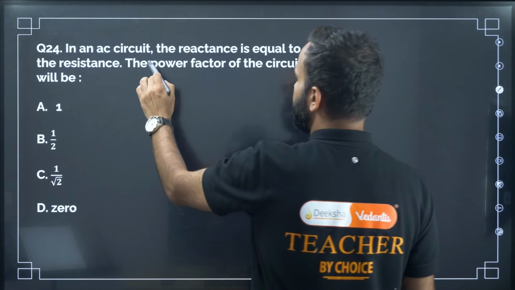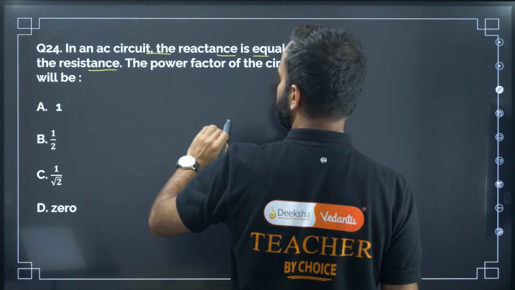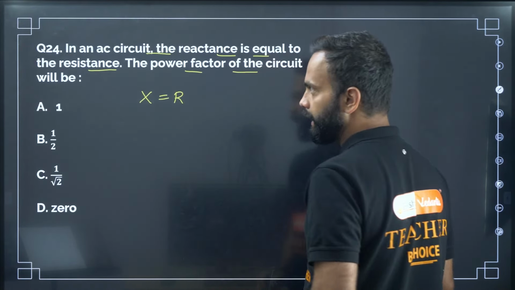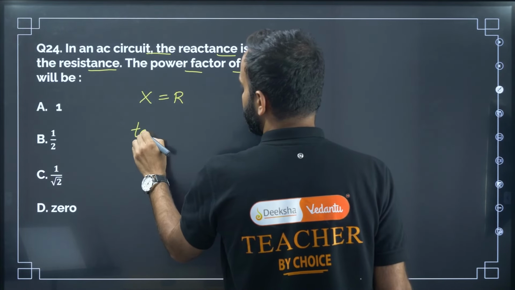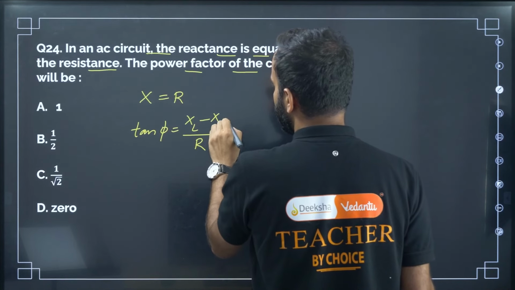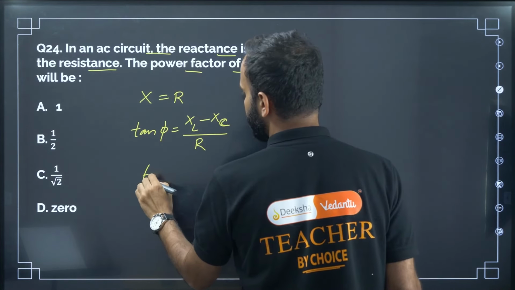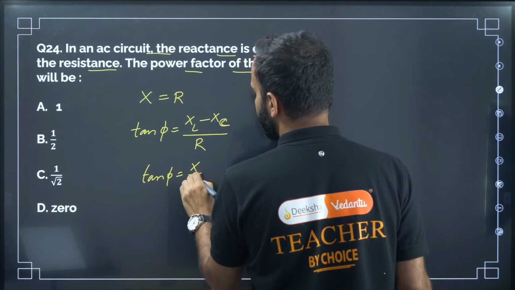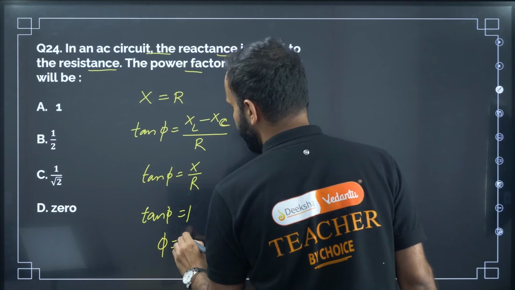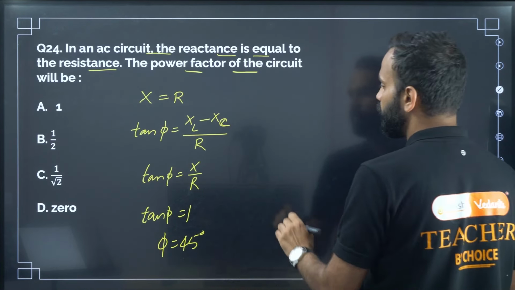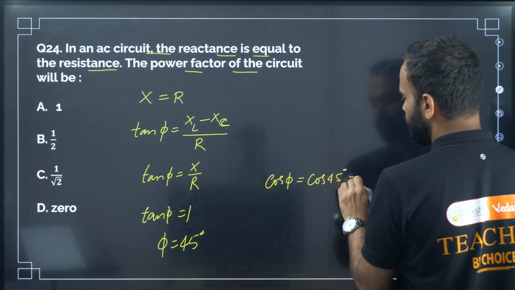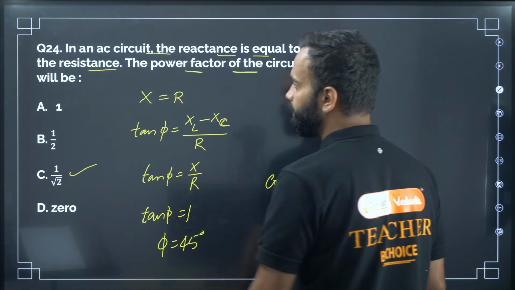Question number 24. In an AC circuit, the reactance is equal to the resistance. The power factor of the circuit will be. Okay, reactance is equal to the resistance, we need to find the power factor. We know that tan phi is equal to XL minus XC divided by R. XL minus XC is X. So tan phi is equal to X divided by R. X equal to R, so tan phi equal to 1. So phi equal to 45 degree. So power factor cos phi is equal to cos 45 degree, which is equal to 1 by root 2. The correct option is C.